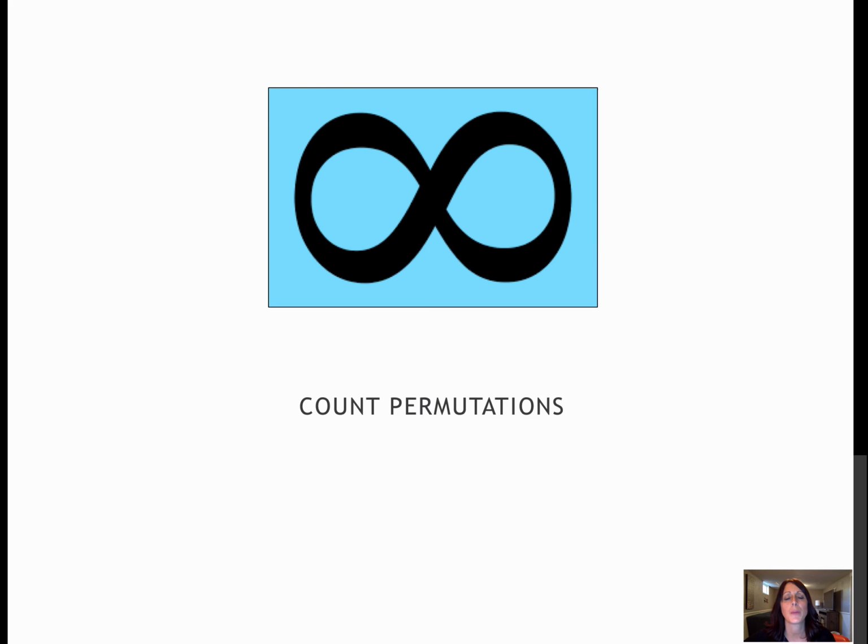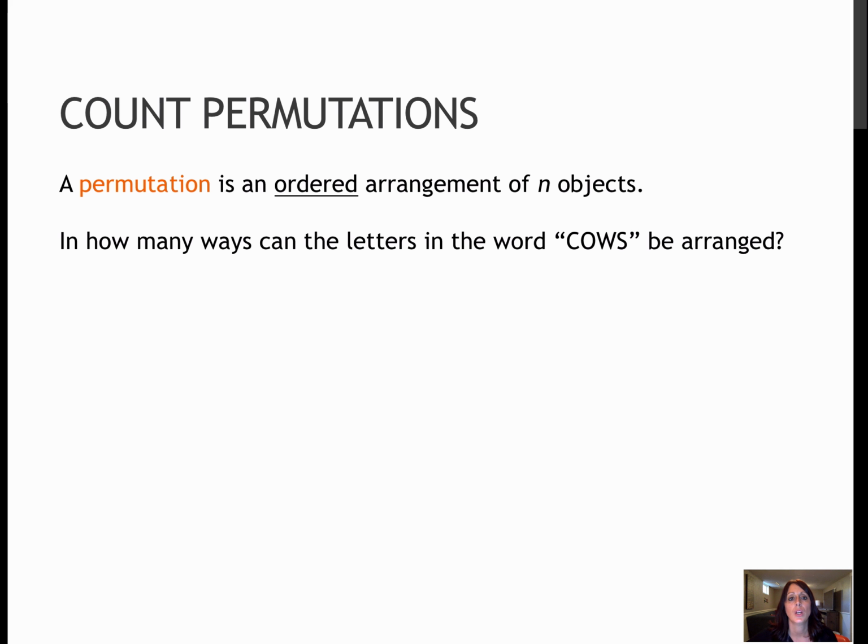In this lesson, we will learn about permutations. A permutation is an arrangement of objects that is ordered. So in this case, the order would matter. Obviously in spelling, the order does matter. In this question, it says, how many ways can the letters in the word cows be arranged?